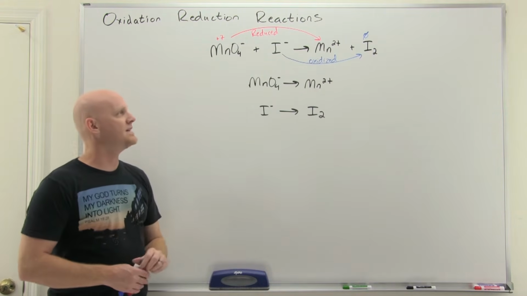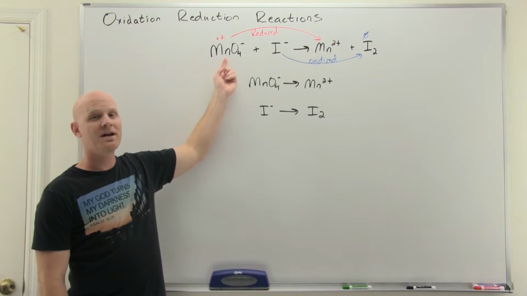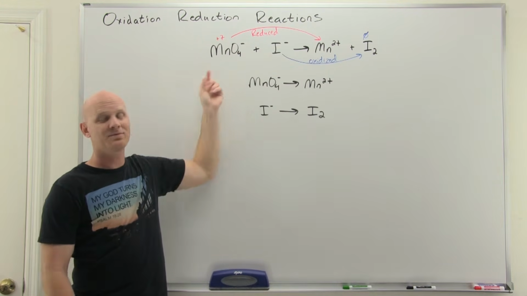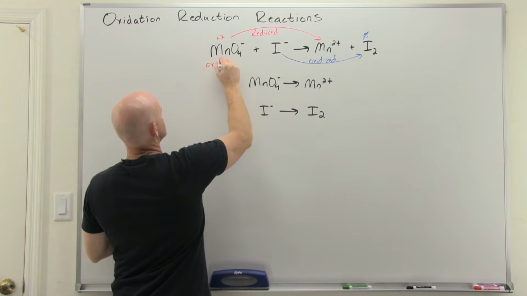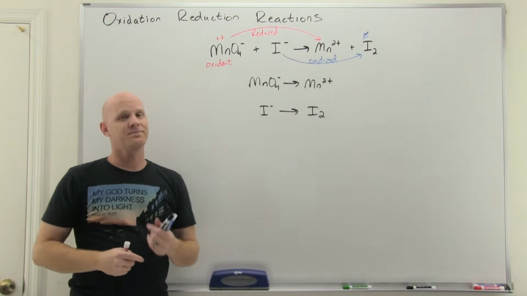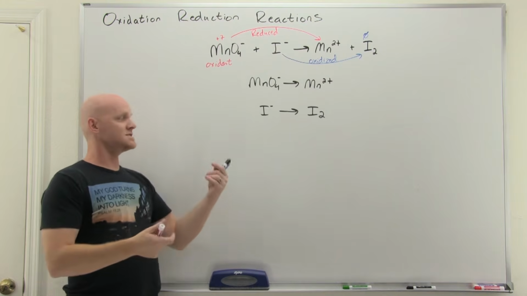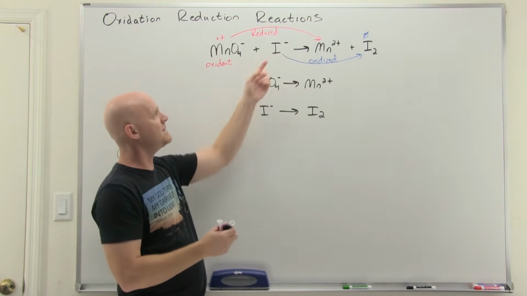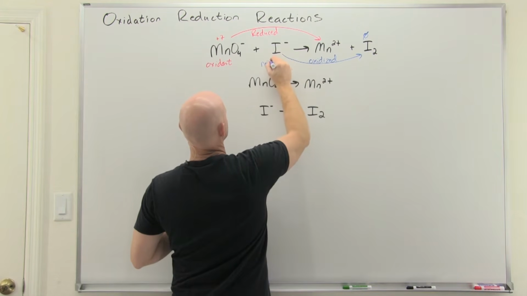Now, we've also got to talk about the agents here, and this is going to seem a little bit backwards. In this case, since MnO4- is getting reduced, it turns out to be the oxidizing agent, which is sometimes called the oxidant. It's always on the reactant side, and it always seems backwards. Who gets reduced is the oxidizing agent. We'll see it the other way around too. Here it's I- that's getting oxidized. That makes it the reducing agent, or reductant, as well.